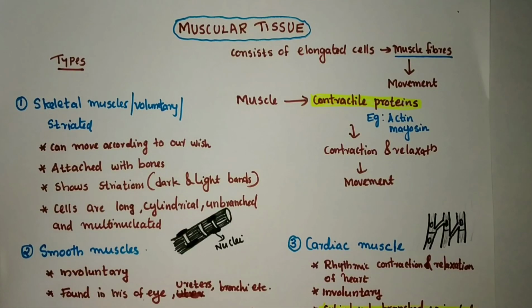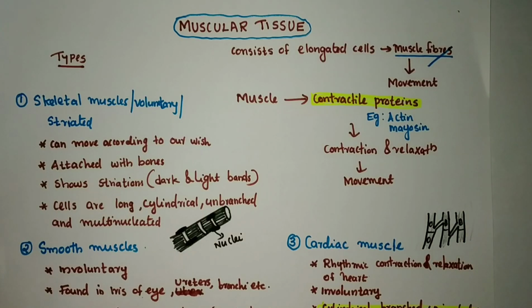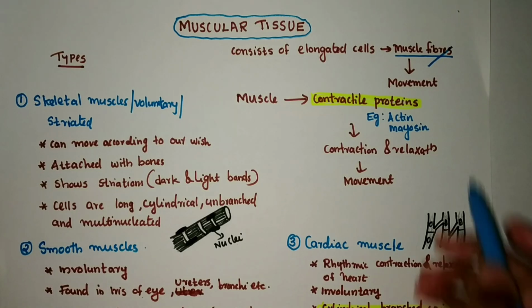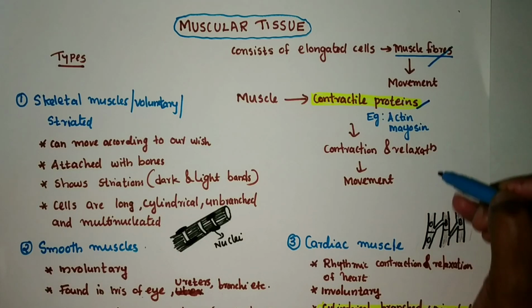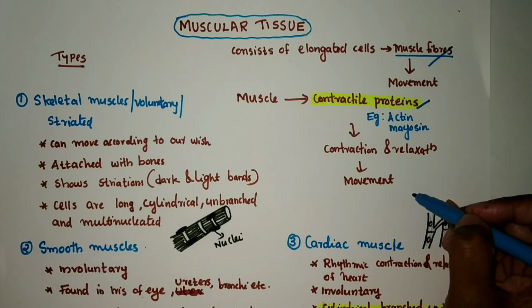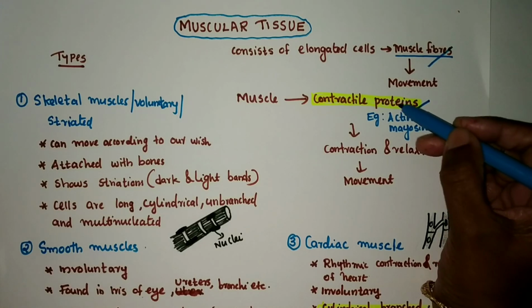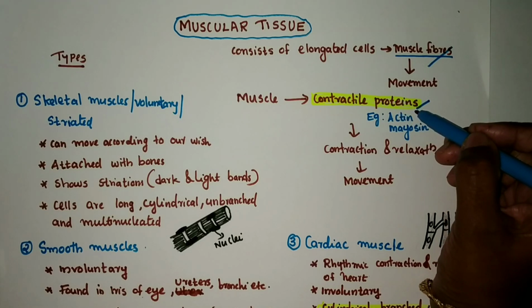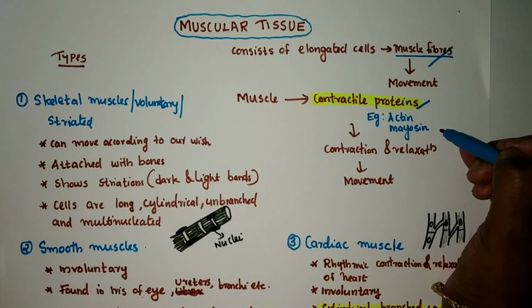The next type of animal tissue is muscular tissue, which consists of elongated cells that we call muscle fibers, which cause our body movement. These muscles contain a specialized protein that we call contractile protein. When it contracts and relaxes, at that time movement happens. Examples of contractile proteins are actin and myosin.